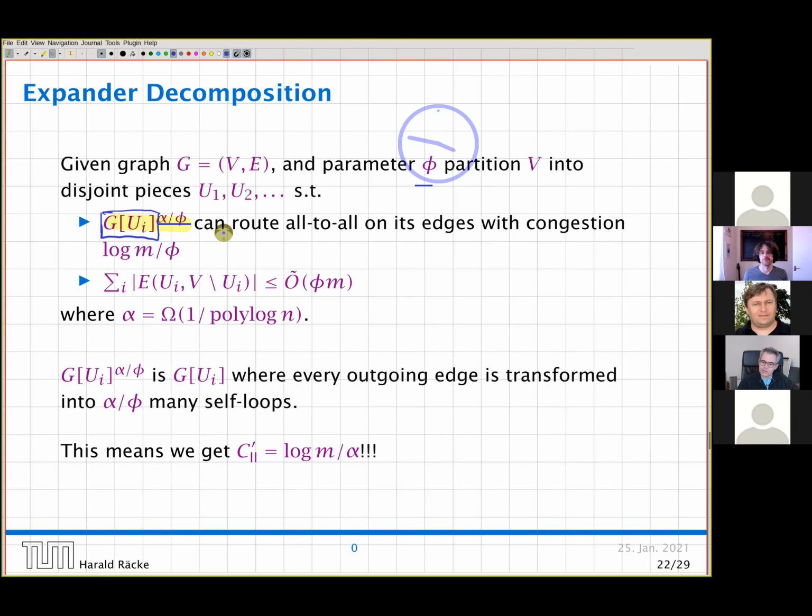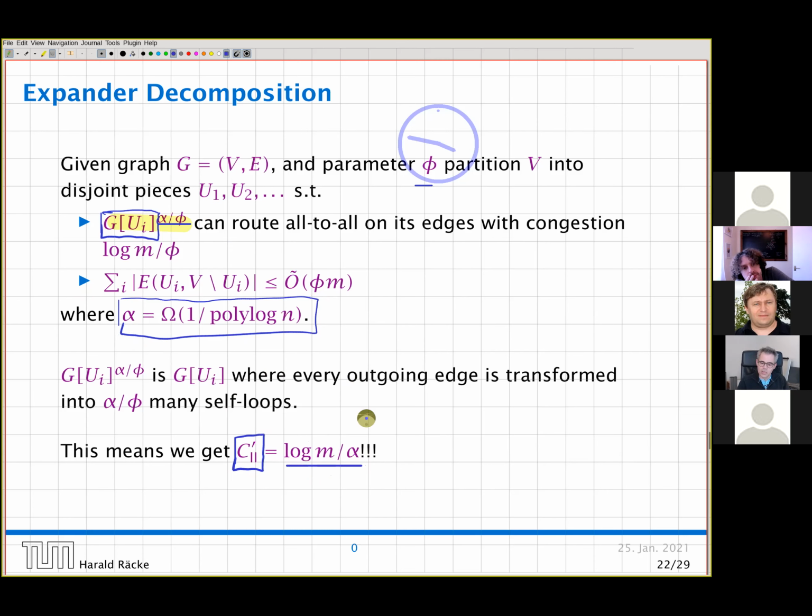And now I want to be able to route this with small congestion. And I want to cut few edges. This is kind of the same statement as before. And here for alpha, you should think of alpha as something like 1 over polylog, and phi is kind of 1 over n to the little o of 1.